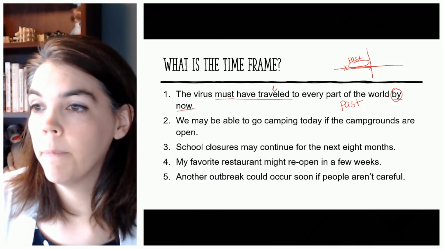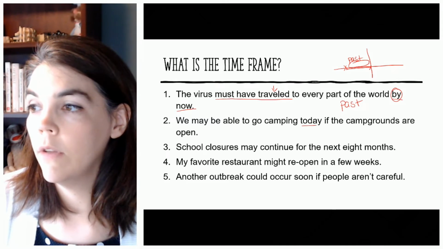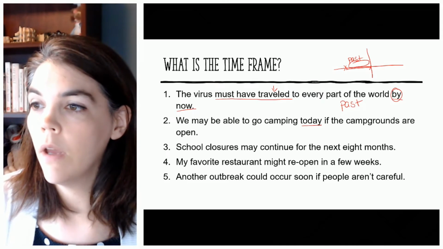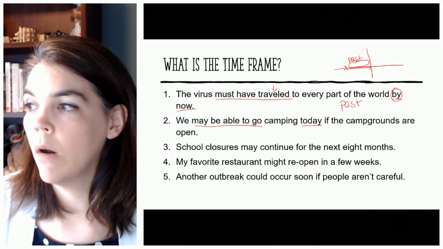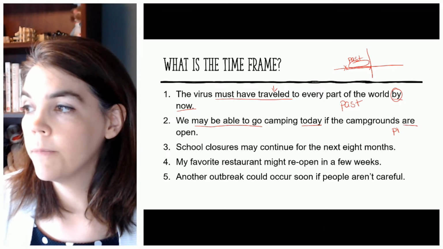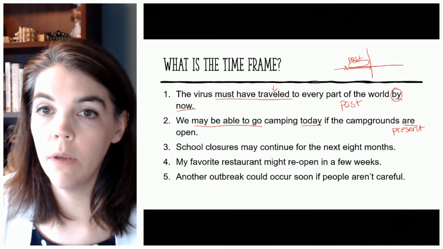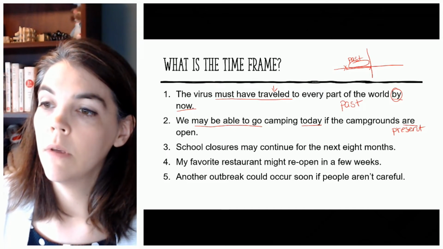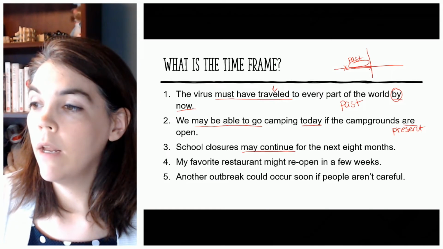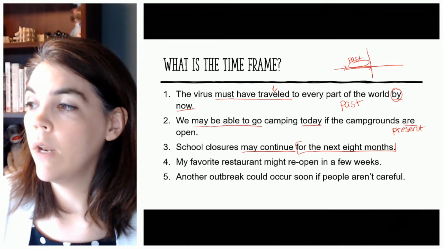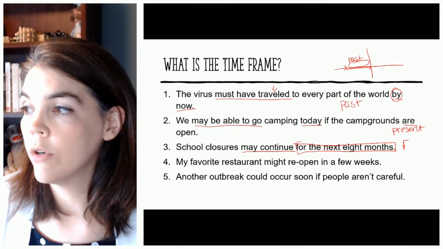All right, secondly, we may be able to go camping today if the campgrounds are open. So we see this time word today, and we look at the context. May be able to go, are, this is present. Okay, that word today really helps us ground ourselves in when this actually happened. Third, school closures may continue. All right, and then we see this time for the next 8 months. So that time phrase should make us think about the future.